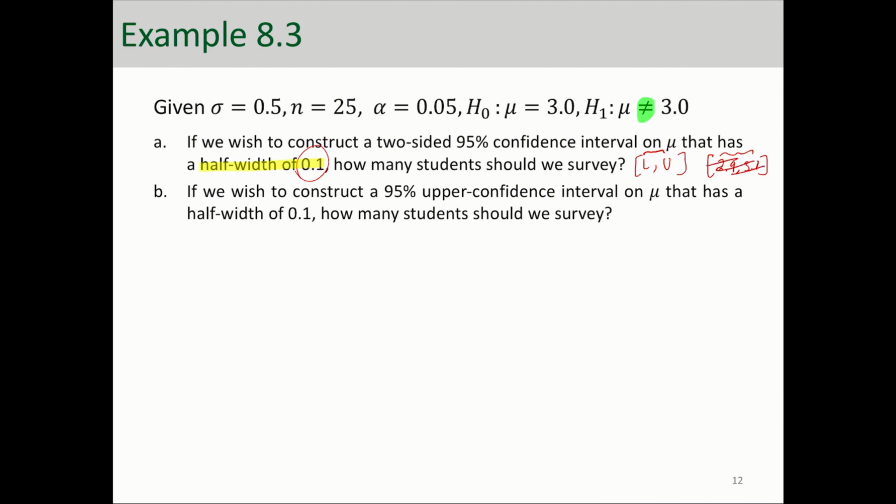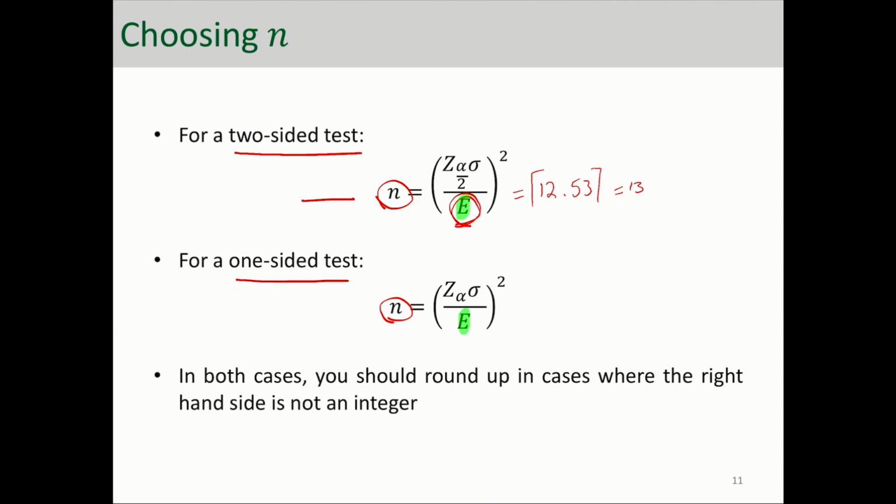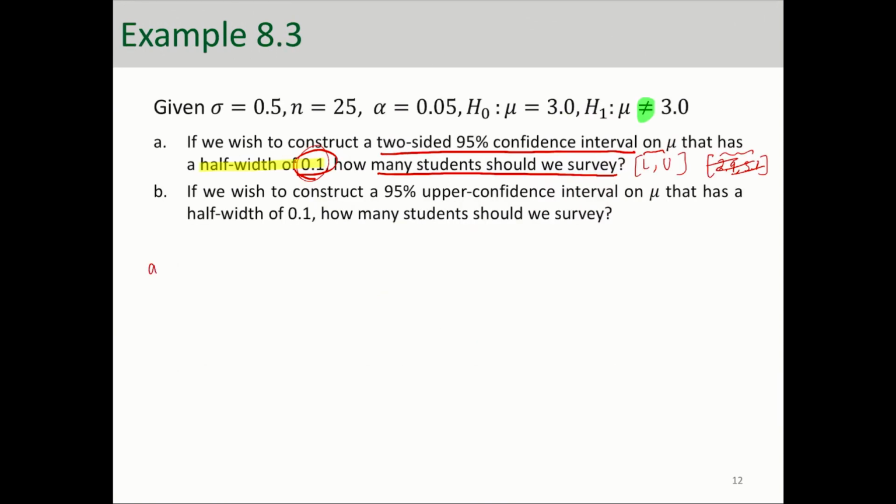But we don't know if that's going to be the actual confidence interval. So what we want to just calculate here is how many students should we survey so we can guarantee that our two-sided confidence interval has a half width of 0.1. Well, here we have a two-sided, so this is the formula that we're going to use.